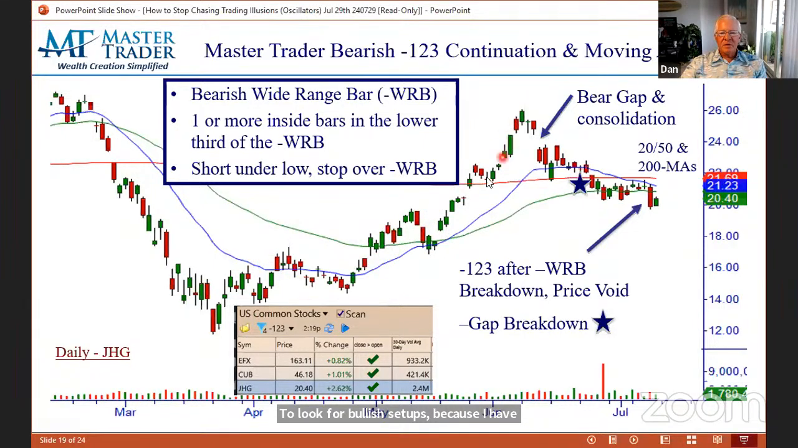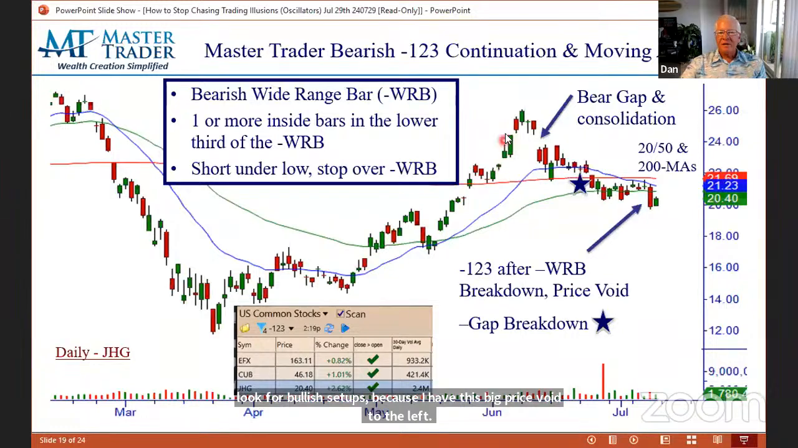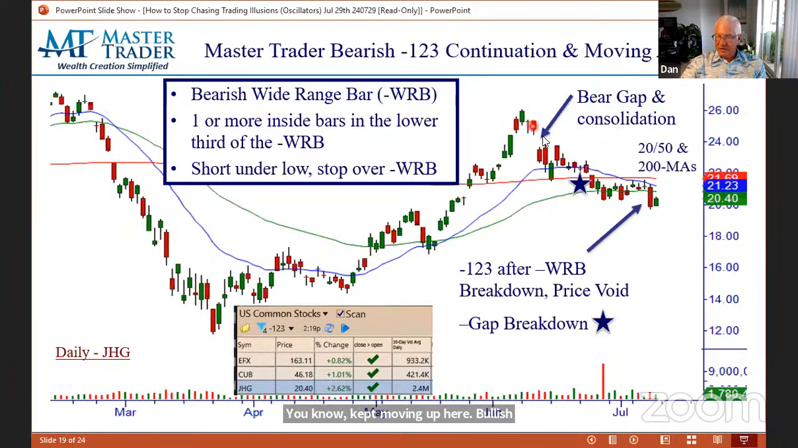Kept moving up here, bullish time consolidation, breakout failure. Look, this rallied all the way back up to here. So that's another one of our concepts, retracement. But because of this big move up, it has a price void to start trading on the way back down. We're traders, right? We'll trade it up.